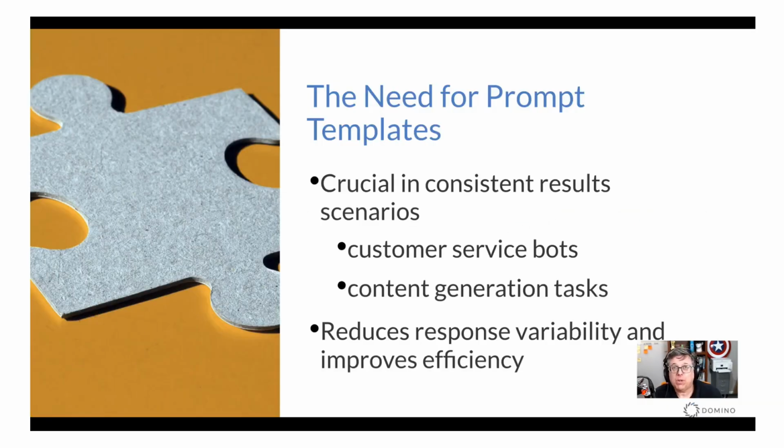You may be thinking to yourself, well, gee, John, these examples are really cool, but they're really kind of one-offs or custom. And how do we start scaling those? Well, you're right where we should be, understanding the need for prompt templates. And we want to be able to start scaling out our solutions. They're crucial to make sure that we're getting consistent results, but we can use them for a variety of different information with the same task. So like for customer service bots or content generation tasks. And so really, if we're doing that, we should see a reduction in response variability and an improvement in efficiency.